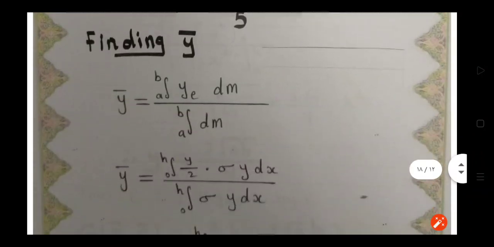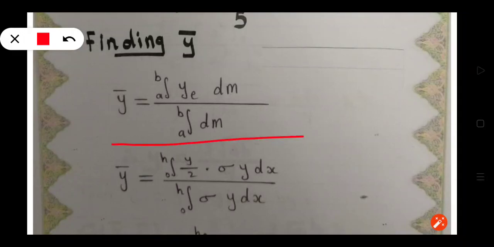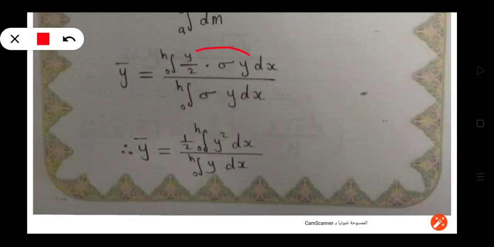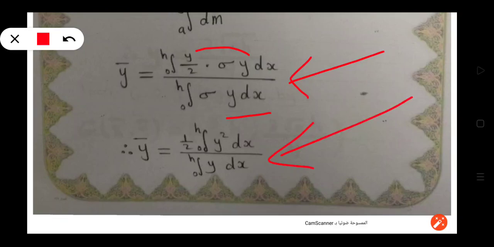Now, to find y bar, we notice that y bar equals the definite integral from a to b of ye dm over the definite integral from a to b of dm. Ye in this case equals y over 2, and dm we know equals sigma y dx over sigma y dx. We can cancel sigma by sigma. Now it will be half y squared over y dx. We can also solve this integration. Now we should replace y in terms of x. We note that y squared equals 4ax and y equals 2 root a x power half.